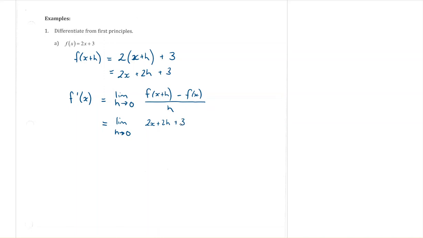Then I have to minus f of x. That's the original function. Be careful. You have to subtract every term. So it's going to be minus 2x and minus 3. If you want to, you can put brackets there and expand the minus through, but it changes the sign of every term in that function because the minus goes through all of them. Okay? That is all over h.